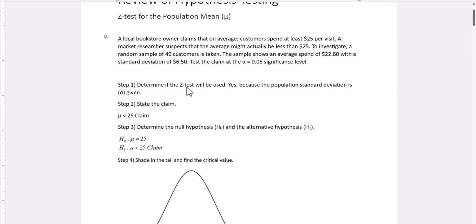First, we want to determine if the z-test will be used. In this case, we're given the population standard deviation, so the answer is yes. Next, we want to state the claim. So the claim is that the mean is less than $25.